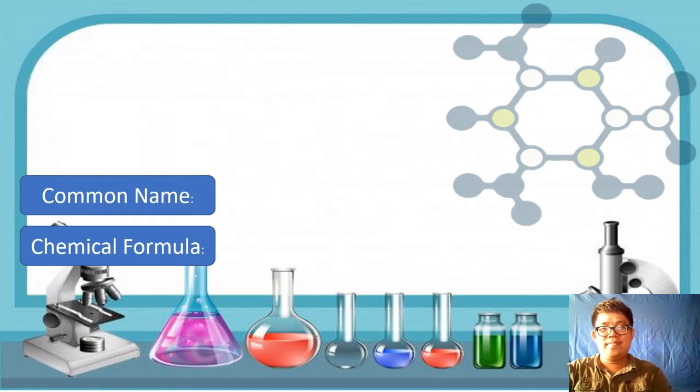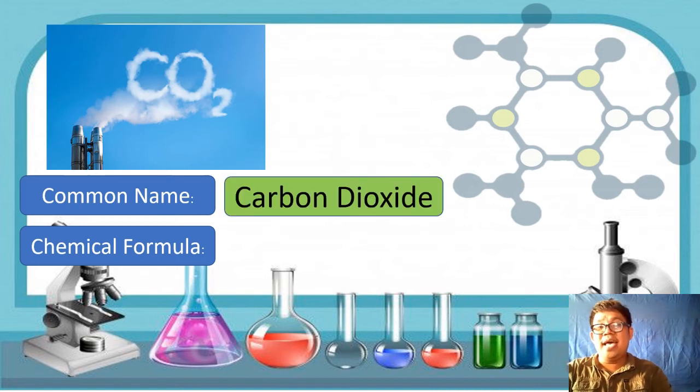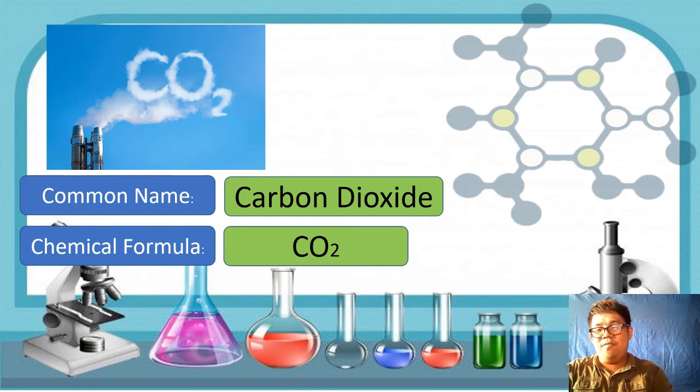Another example of compound is the CO2. Common name is carbon dioxide, and chemical formula is the CO2. So we have two elements, which is the carbon and the oxygen.